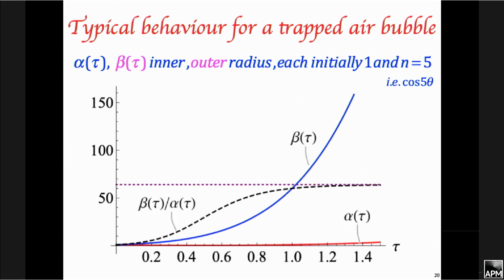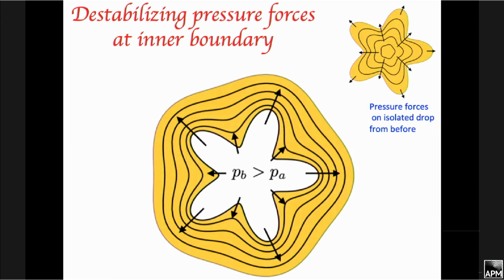When you merge this in with the trapped air bubble, alpha of t is the inner radius and beta of t is the outer radius, and we've taken n equals 5 to start with, just to draw this graph, i.e. cos 5 theta variation as a function of time. This is how the inner radius will change, and this is how the outer radius changes. It's really quite different, but their ratio goes to a constant value, and that agrees with the experiments.